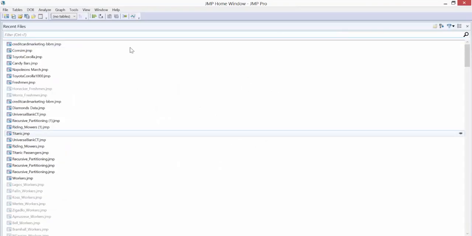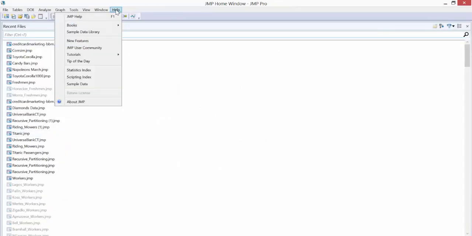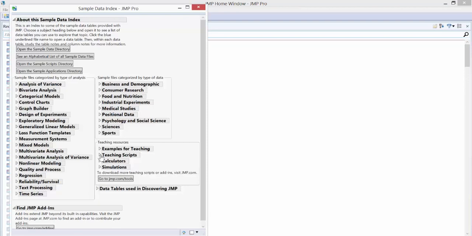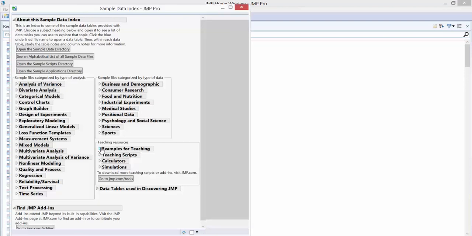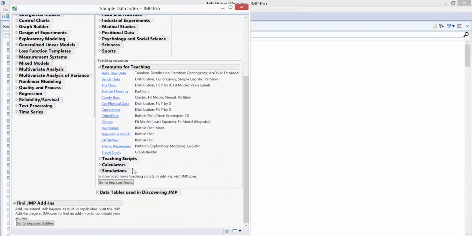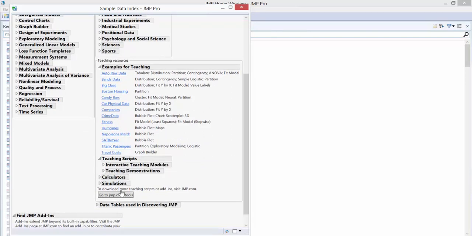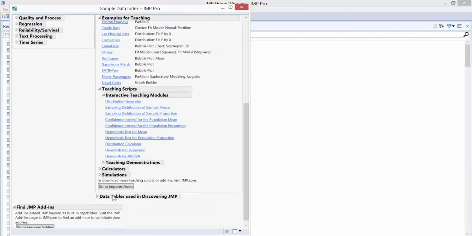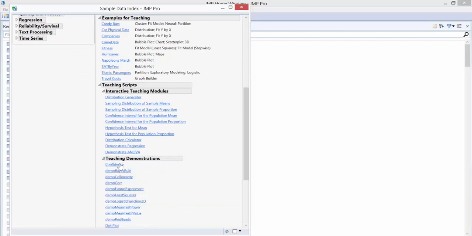Now let me show you another example. It's from Help. You can do it yourself. If you go to Help and go to Sample Data, over here we have examples for teaching, I believe, or is it teaching scripts? Hold on. Where did I find it yesterday? Interactive teaching modules, distribution, or is it teaching demonstration?